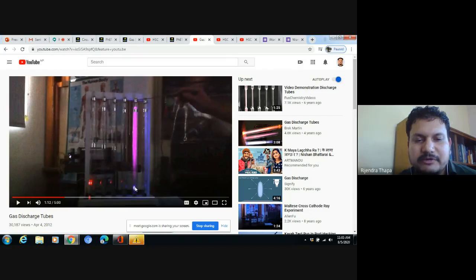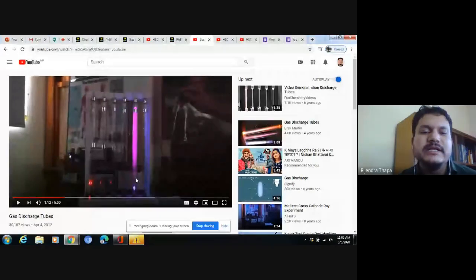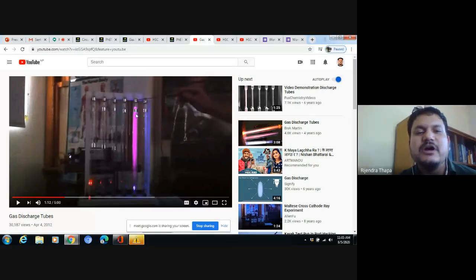Now, the region between this negative glow, that is the blue luminous glow seen near the cathode, and this positive column is known as Faraday's dark space. So this one is the Faraday's dark space. This is what you will be seeing at a pressure of 1 mm of Hg.